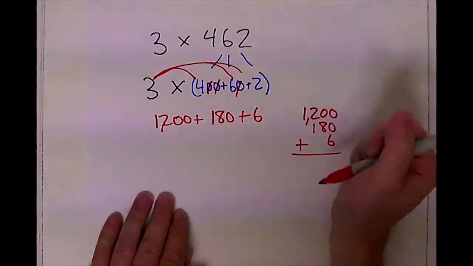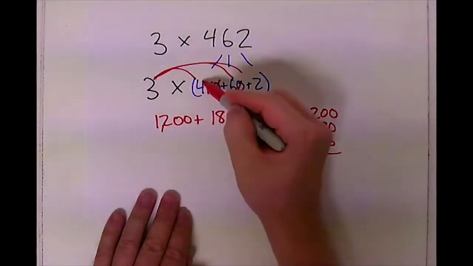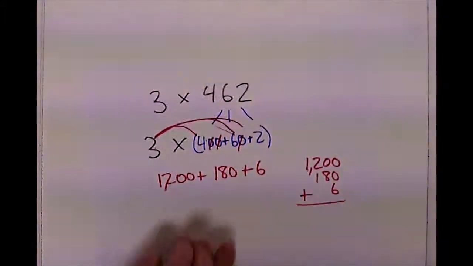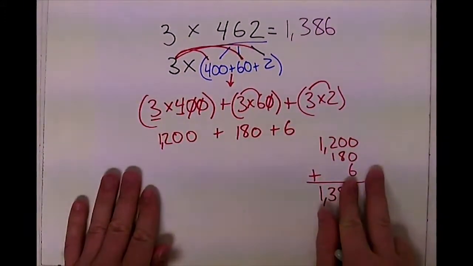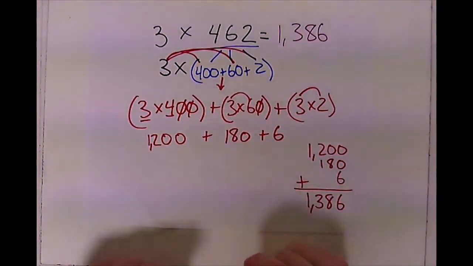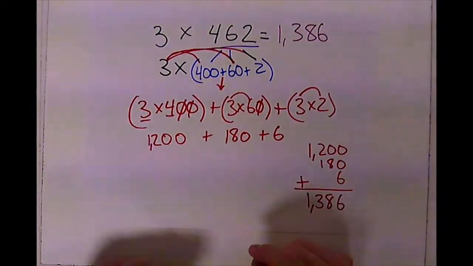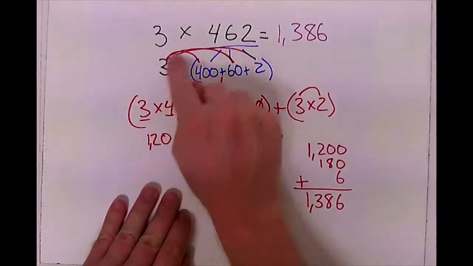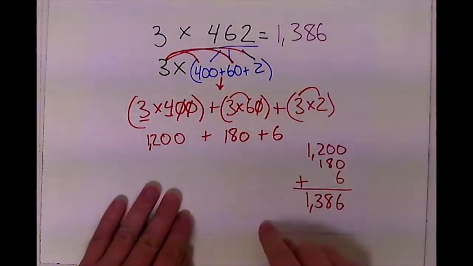So I want you to be able to know that you're going to see it like this, and then you're also going to see it like this, where they actually have it in expanded or distributive notation. So that is distributive, sometimes referred to as expanded notation. And remember, you're just distributing that number amongst all of the other place values to find your answer.